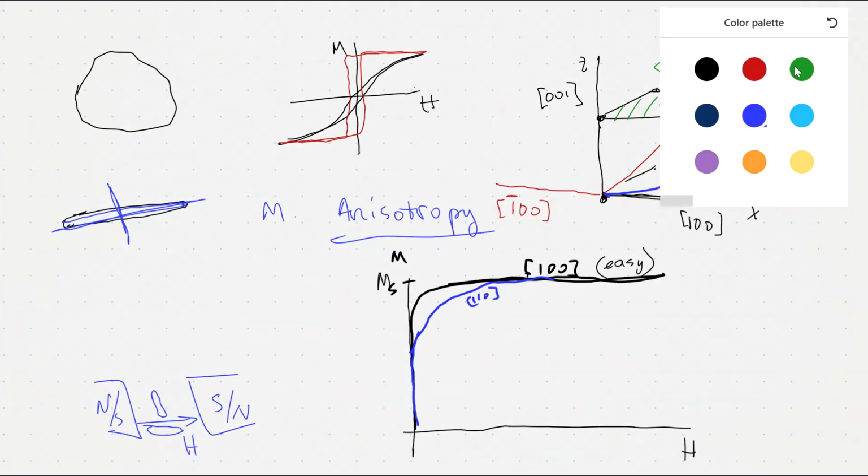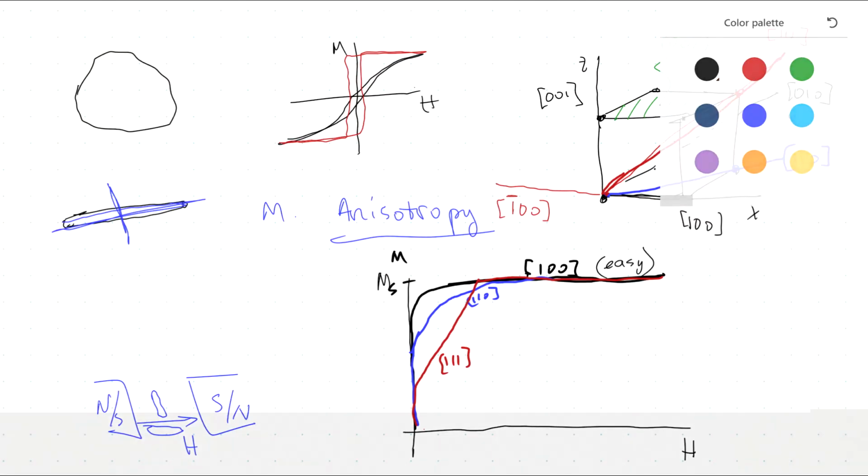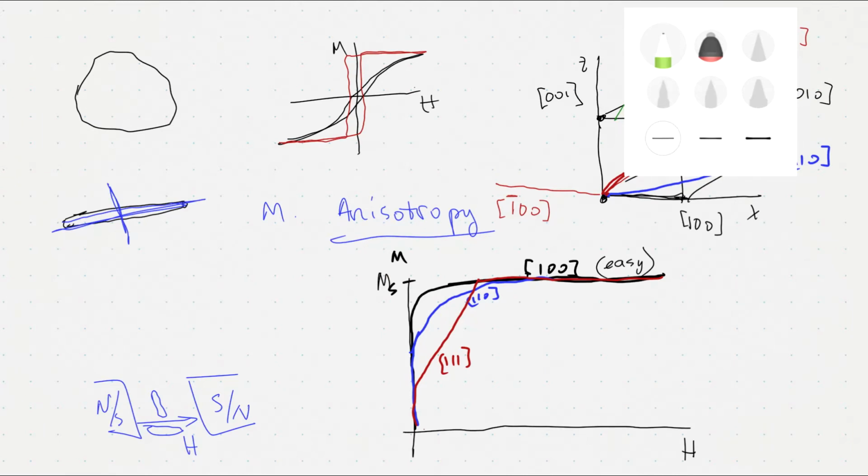And I will use, I don't know which color to use. Let's use red. And it's red here. So if you now use the 111 direction, then you will see that it goes up to a certain level and then magnetizes like this. So this is the 111 direction. And those are experimental measurements, and they were observed.